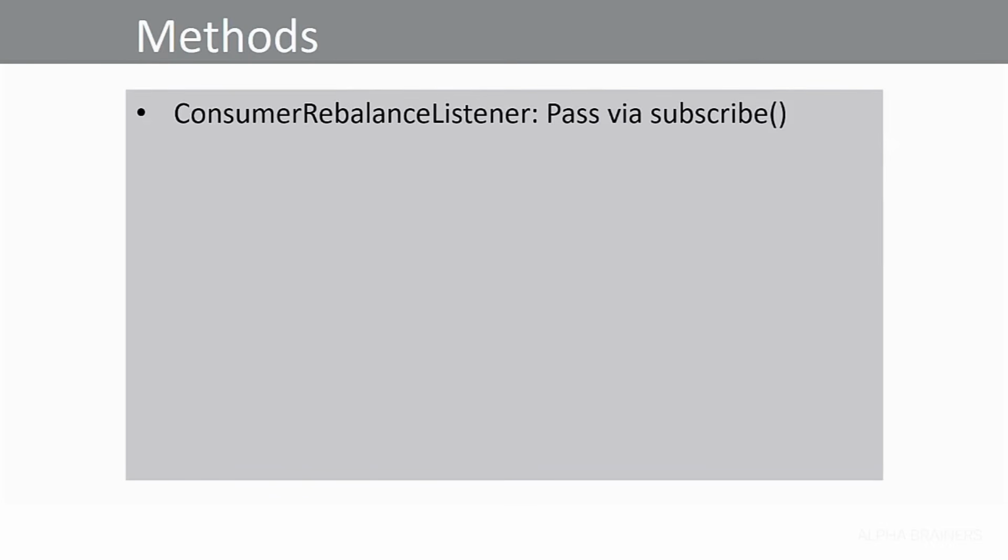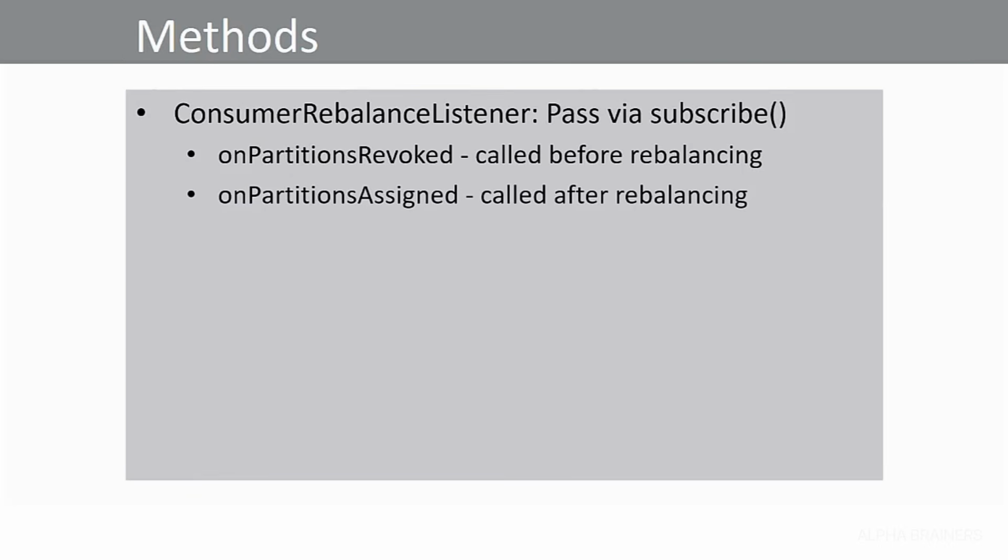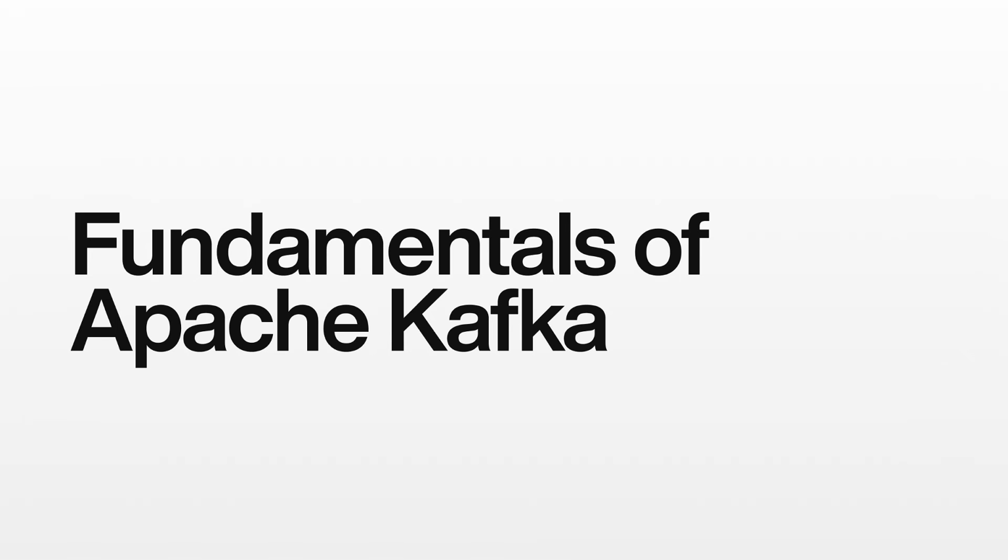For this to work, first of all we pass in a class called ConsumerRebalanceListener to the subscribe method. That'll happen right off the bat. Then you have two different methods you can create within that class. You can create one called onPartitionsRevoked. That will be called right before rebalancing occurs, so you can perform whatever actions you want inside that method. And you can also create a method within the ConsumerRebalanceListener class called onPartitionsAssigned. That will have actions that take place after the rebalancing has finished.